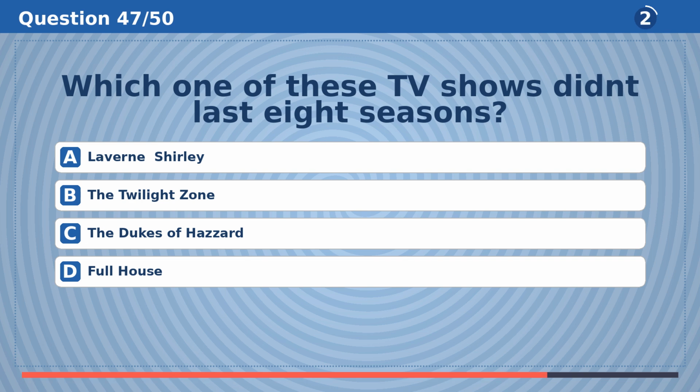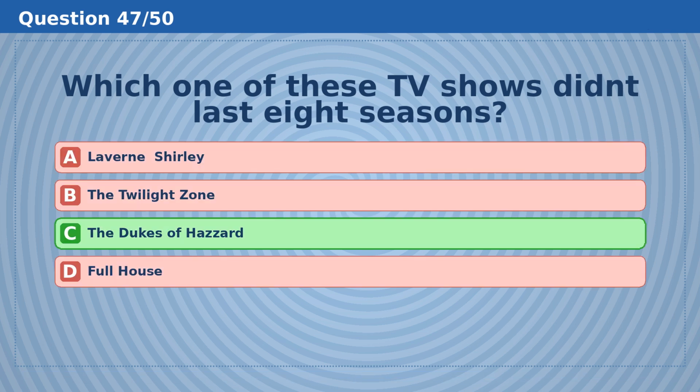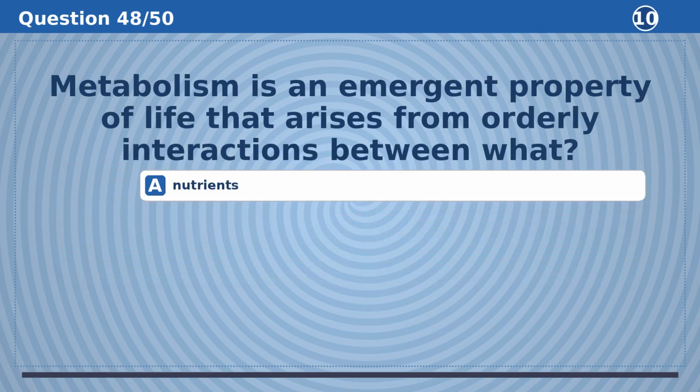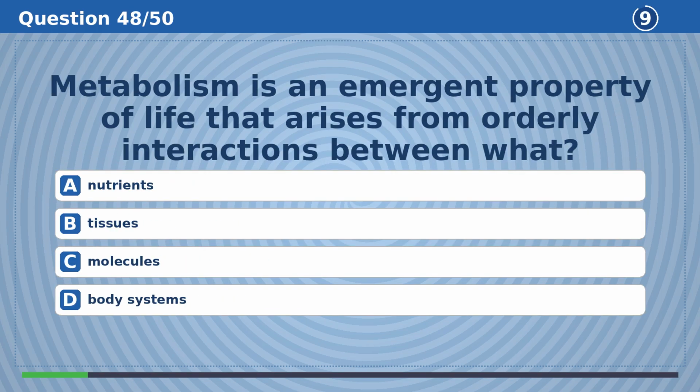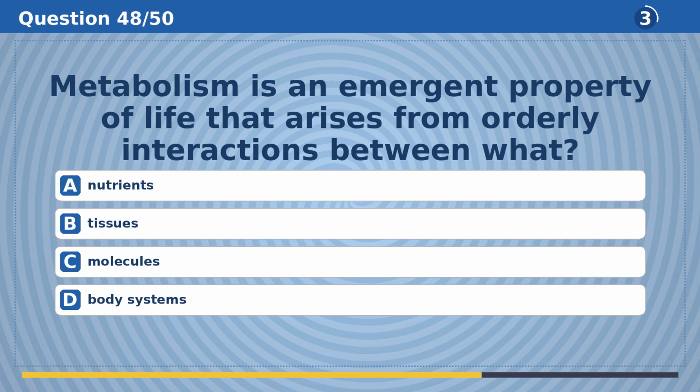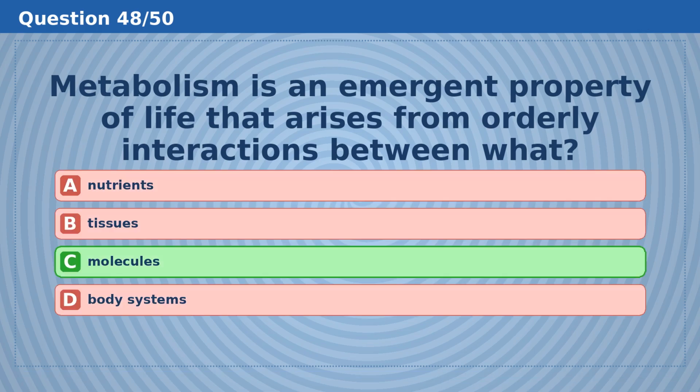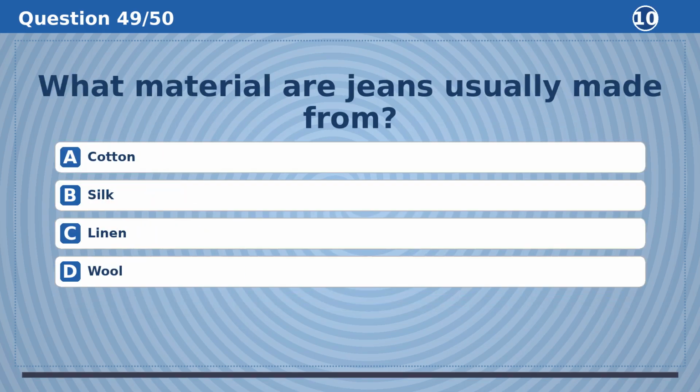Which one of these TV shows didn't last 8 seasons? The answer is C, The Dukes of Hazzard. Metabolism is an emergent property of life that arises from orderly interactions between what? The answer is C, molecules.